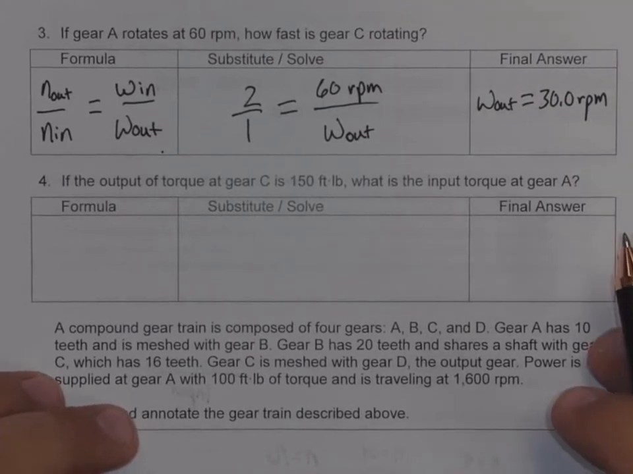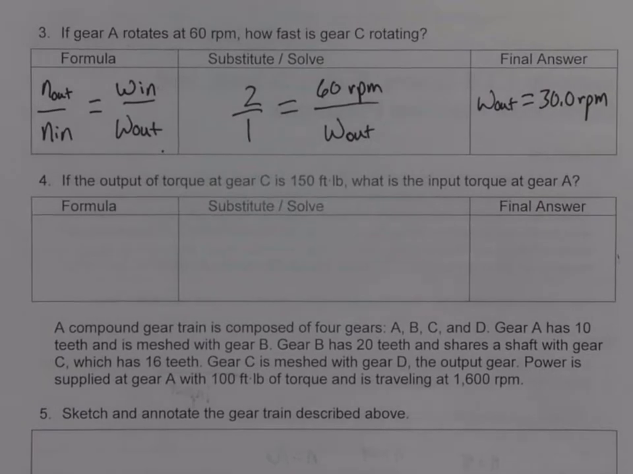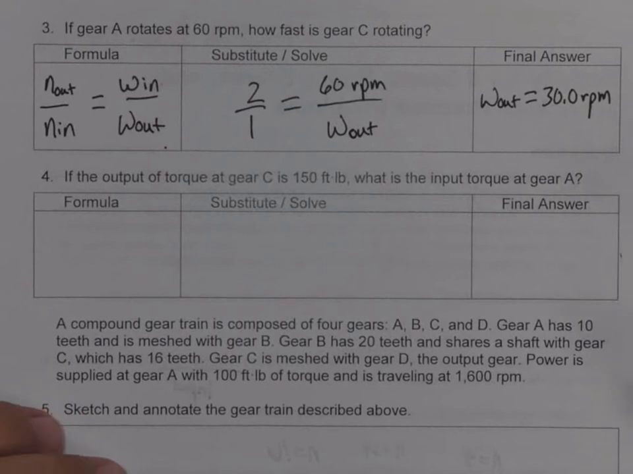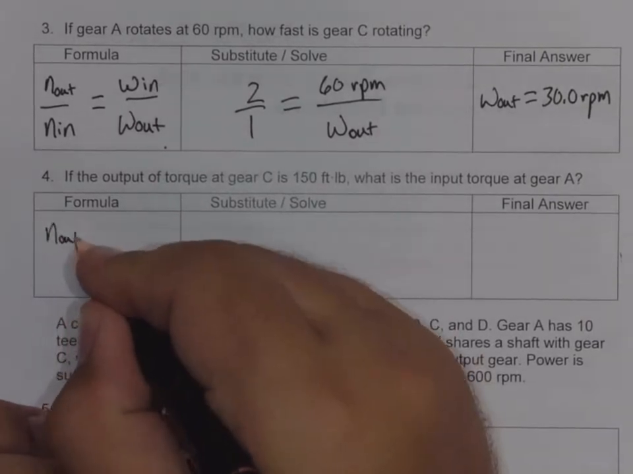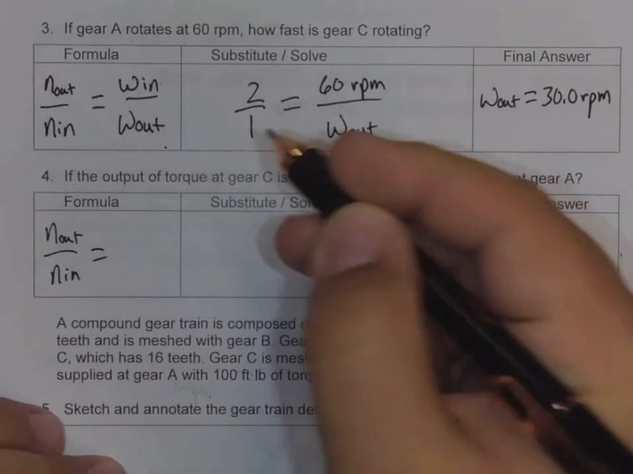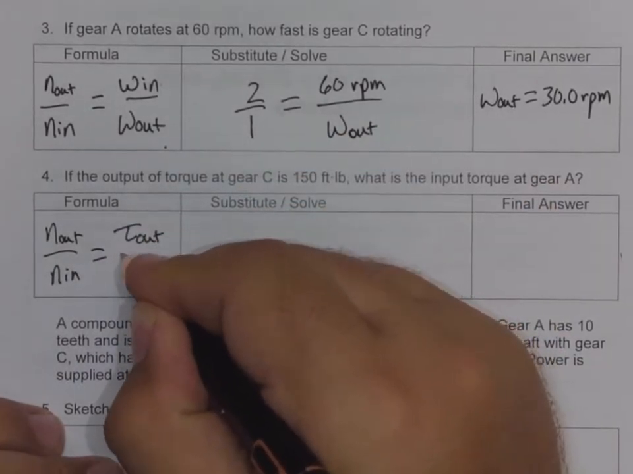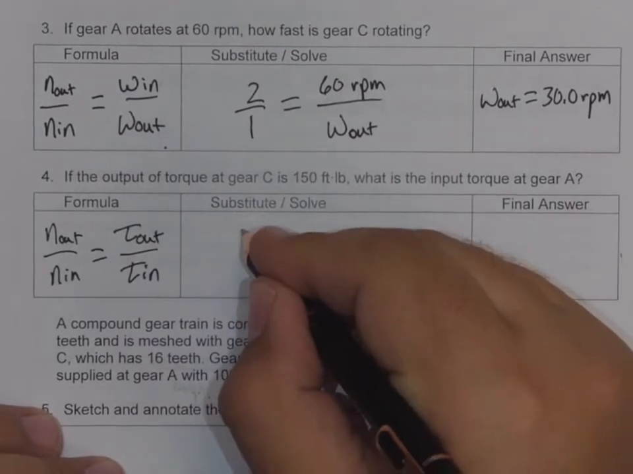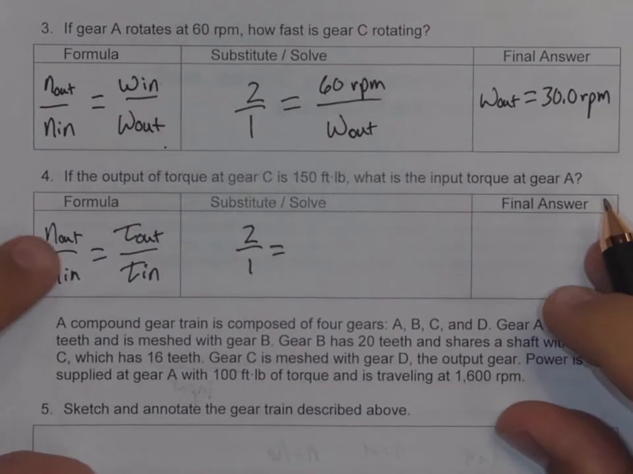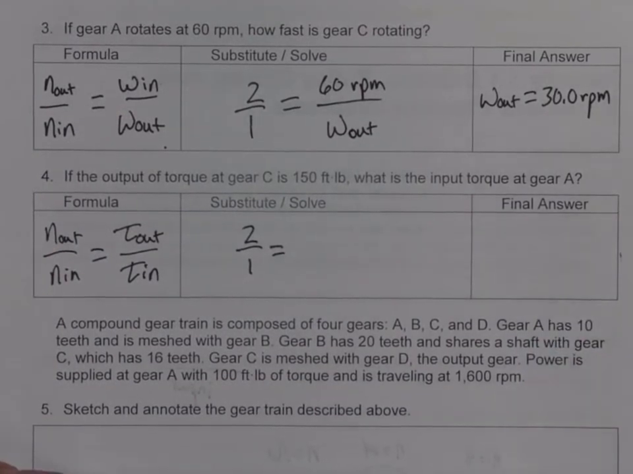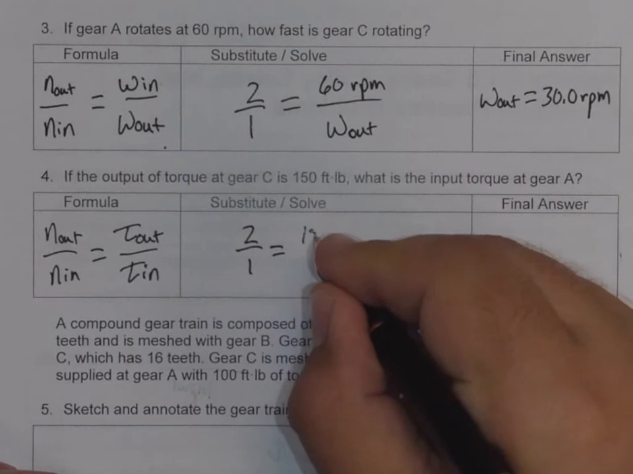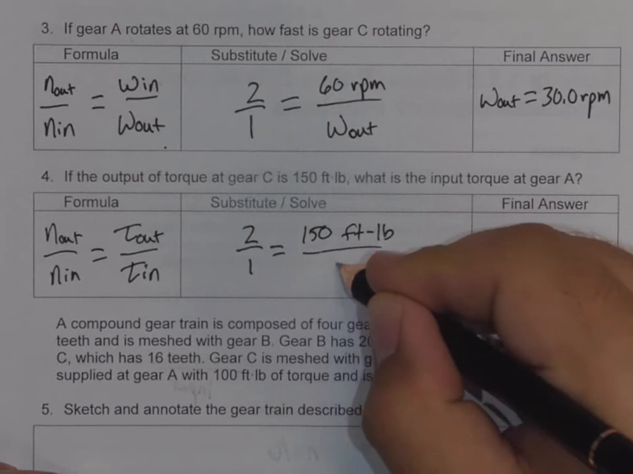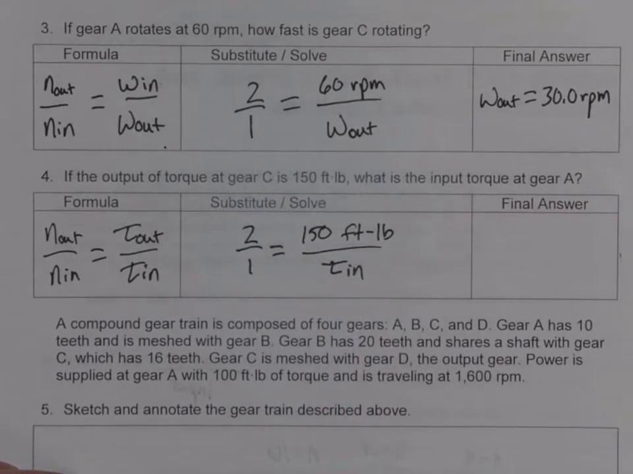All right, and then number 4, same kind of scenario. If the output torque at gear C is 150 foot-pounds, then what is the input torque at gear A? Same kind of scenario, we can set up a proportion to check this out. Now this one here, torque out over torque in on the right side. Again, I can go through, plug in 2 over 1 for my number of teeth. That's the reduced gear ratio. And then my output torque, they're given to me. They already told us what is here at C. So 150 foot-pounds over what is the torque for the input.